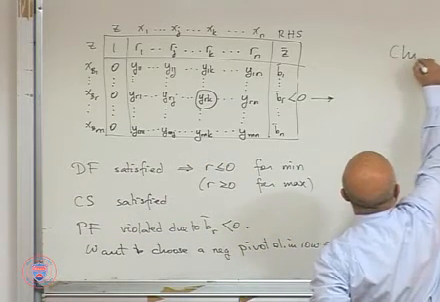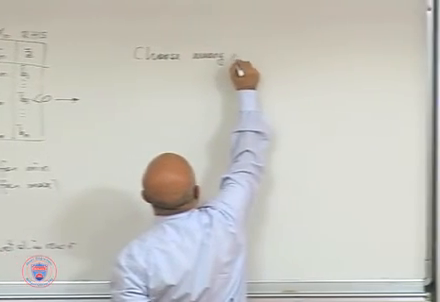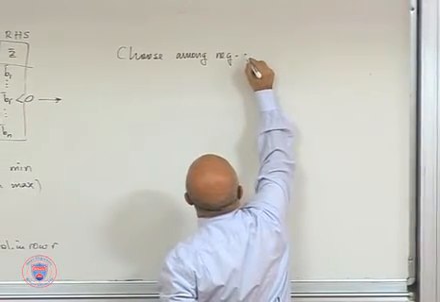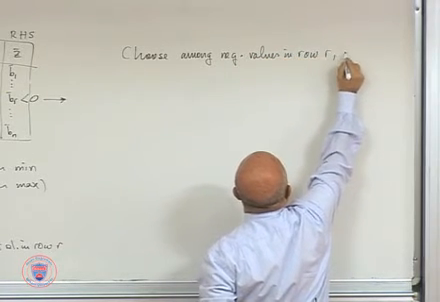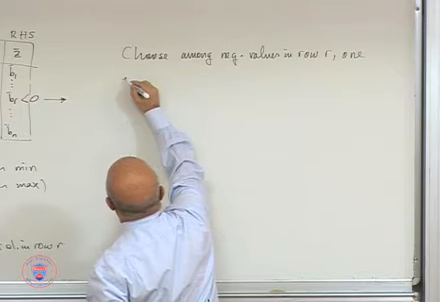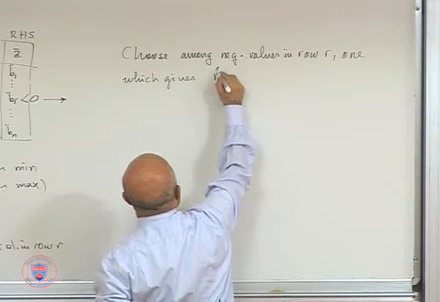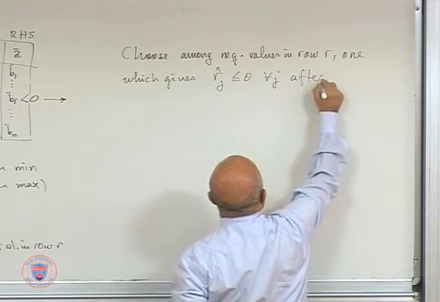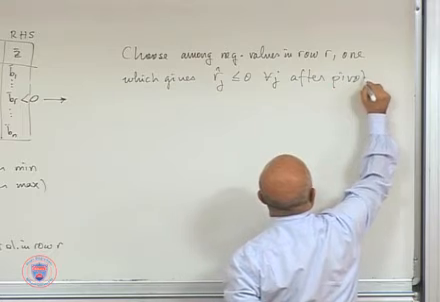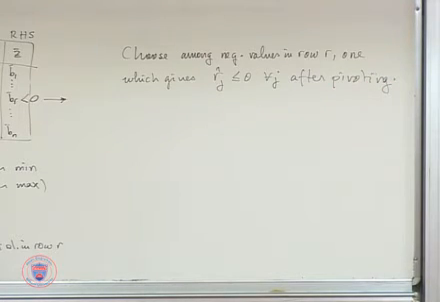So, choose among the negative values in row R the one which gives Rj cap less than or equal to 0 for every j after pivoting is accomplished. Okay? Once the pivoting is done, you want to have the new Rj's still being less than or equal to 0.